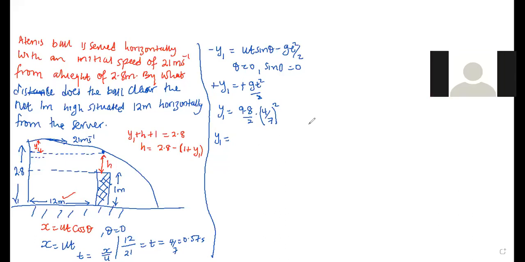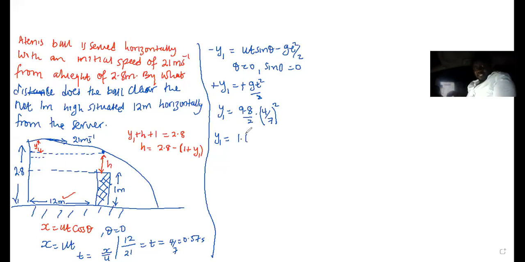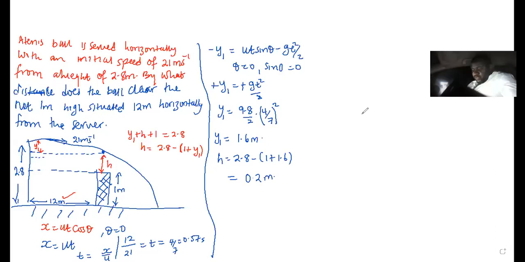It is 1.6 meters. So if I want to get the height with which the ball cleared the net, then h is equal to 2.8 minus 1 plus 1.6. And the answer is 0.2 meters. So that would be the height with which the ball cleared the net.